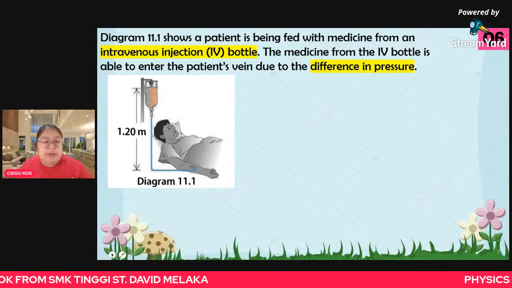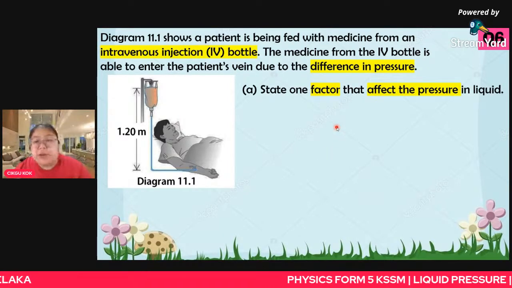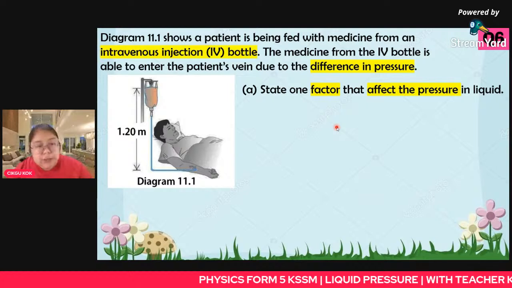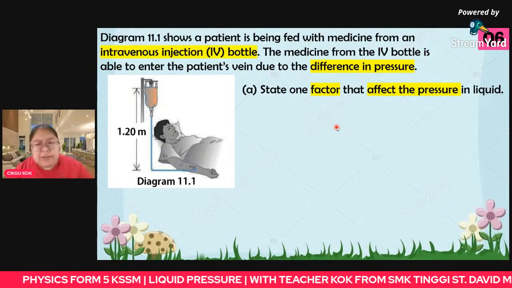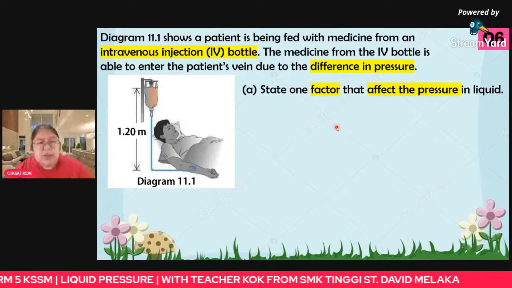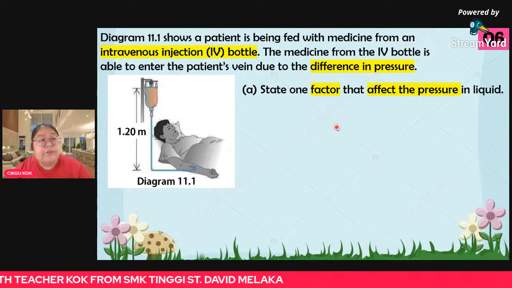Okay, now we're going to see it. Can you state one factor that will affect the pressure in the liquid? Refer here, you can see the diagram. What's the factor that can affect the pressure in the liquid? Okay, so from here, if we refer to the diagram, there should be the different heights, right?